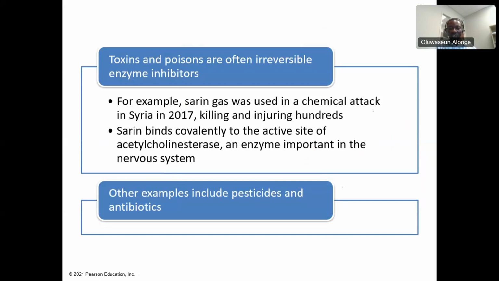Acetylcholine is the neurotransmitter that helps to transmit the message from the neuron to the muscles. Acetylcholinesterase helps to break down acetylcholine. If there's no acetylcholinesterase to break down the acetylcholine, that means the muscle action potential keeps firing, and that's a lot of trouble. That will cause a problem in the action of the nervous system.